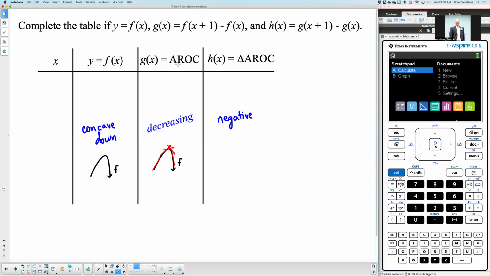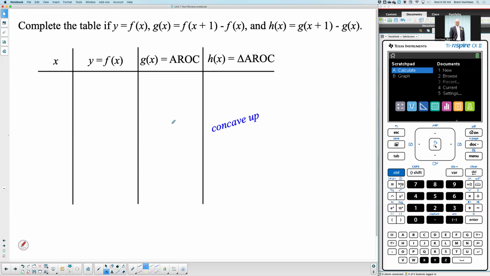So AROC is very similar to slope. Remember how I showed you that in my ruler earlier? What's AROC similar to? Slope. I put on here slope ruler. Yeah. Okay. How about this next one? I got a bunch of these just to make sure you can practice. What if delta AROC is concave up? What does that tell us about the AROC?